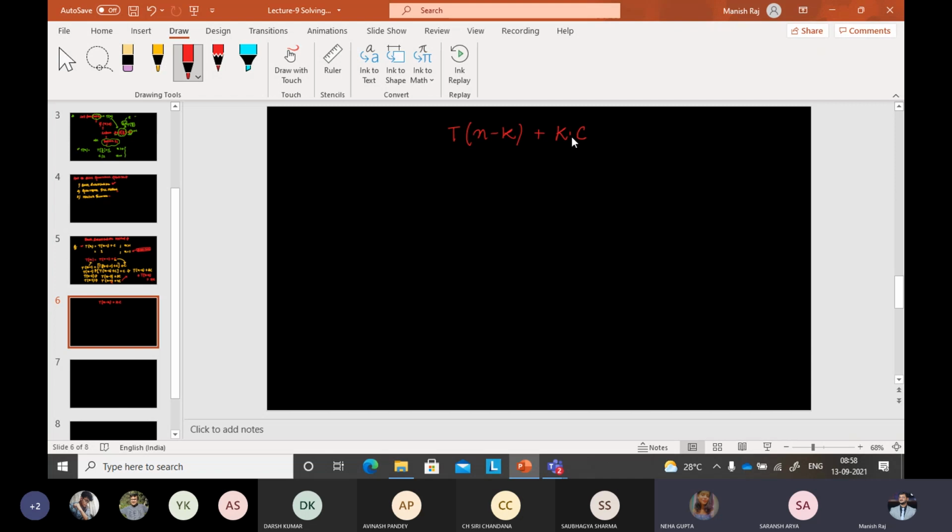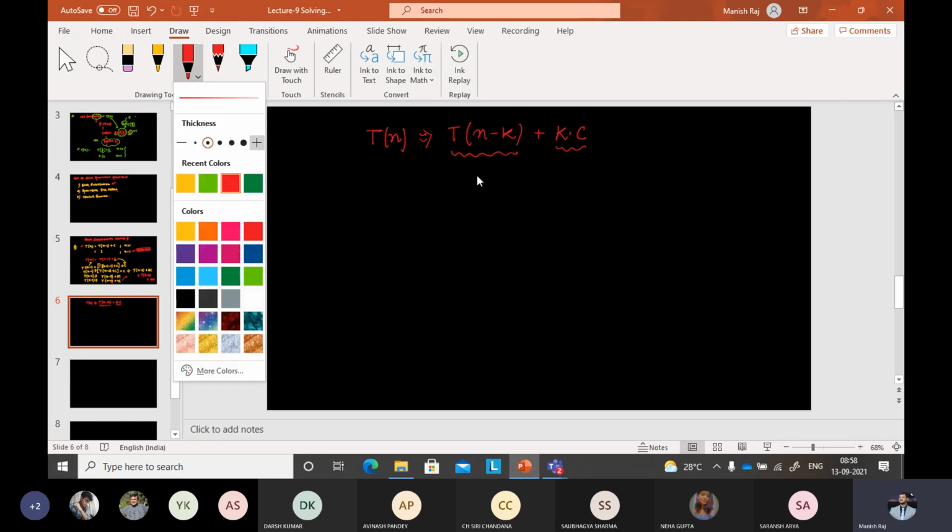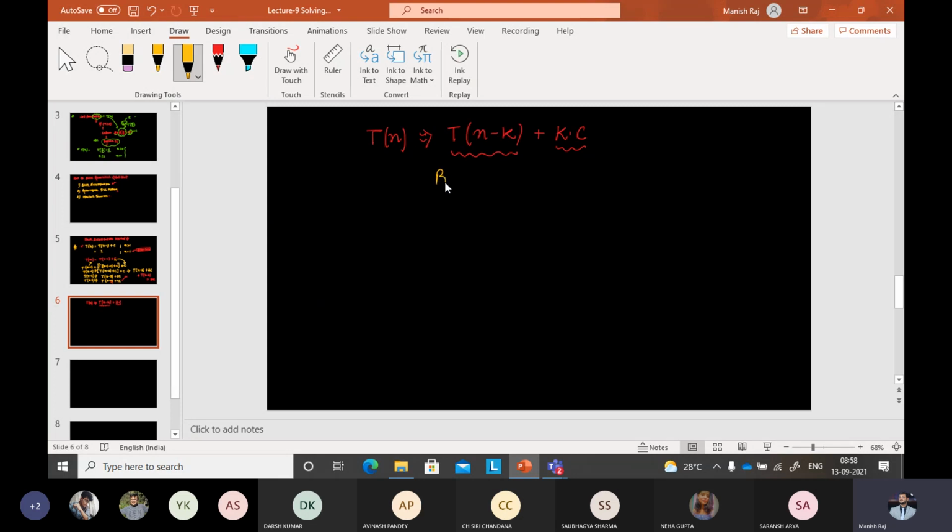Yes or no? Okay. Yes, sir. So if you will calculate all these things, so you can say, sir, last situation will be like this: Tn minus k plus kc. Okay. So what you can do, you can write Tn. Okay. So what you can do, sir. So now I will use the base case.